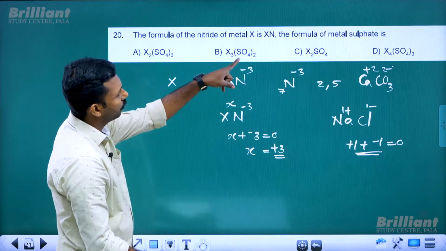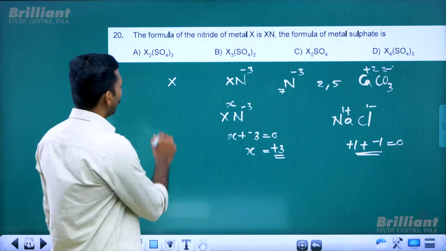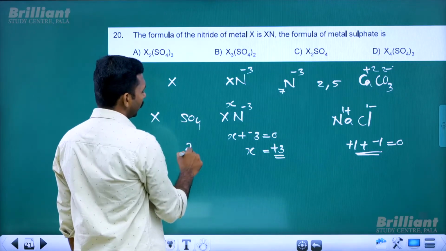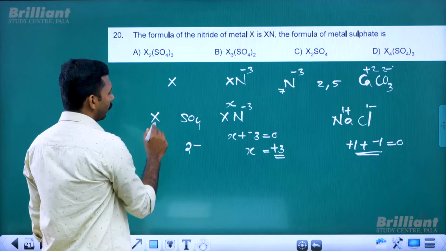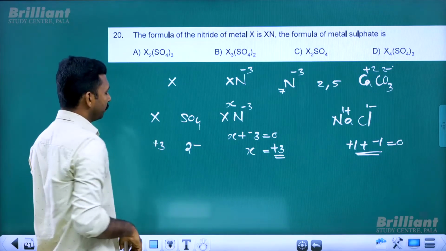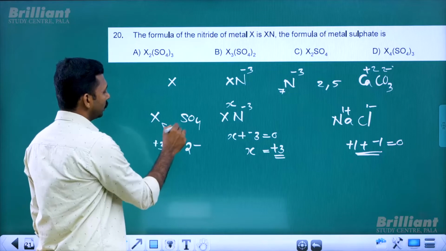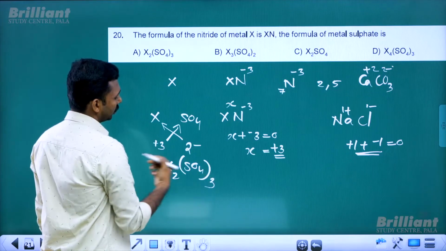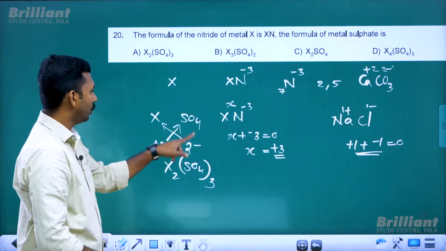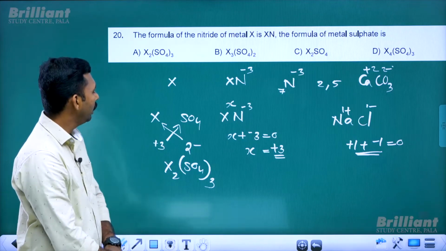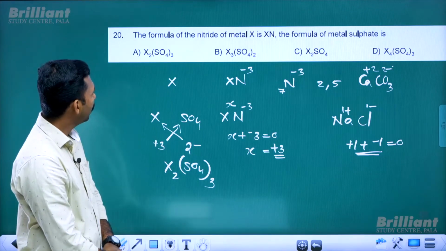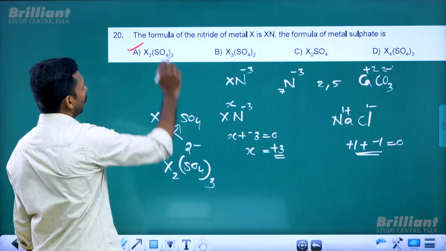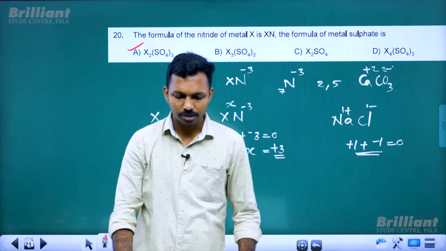Here we have to write the formula of its sulfate. So I am writing x here and SO4 2 minus here. For x we can write plus 3 or 3. So crossing these values we can write x2 SO4 thrice. This will be the formula here. Can you say the answer option now? Yes, x2 SO4 thrice. Answer option will be A. For 20th question, answer option is A.